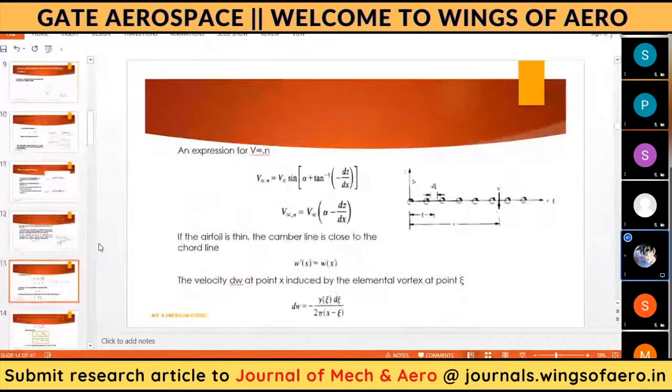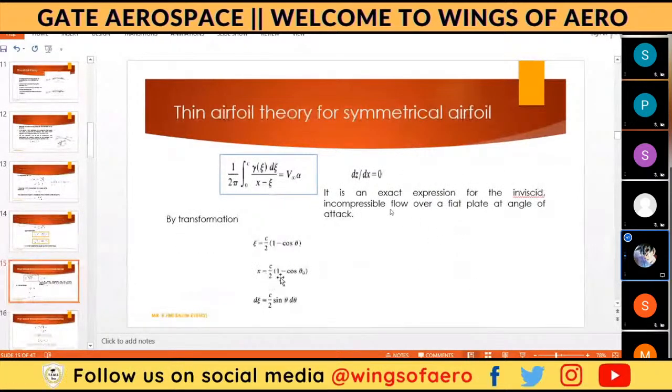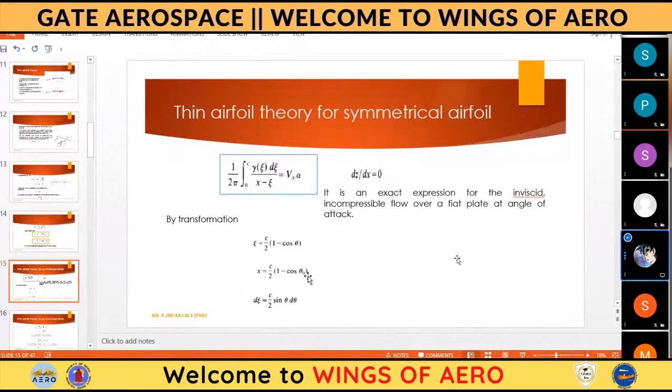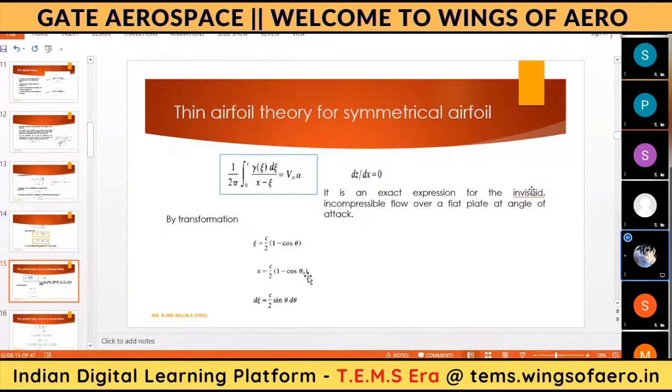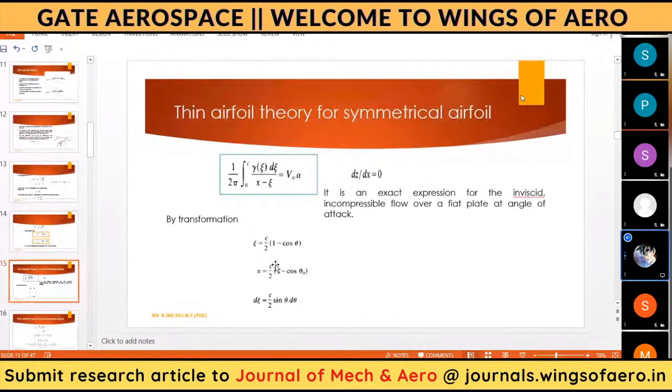So here we can see that x equal to c by 2 of 1 minus cos theta. Don't put it as theta not, just put it as theta itself, no problem, because we are having only x by c here. So take it as x equal to c by 2 into 1 minus cos theta. From that, multiplying, x by c equal to 1 by 2 into 1 minus cos theta.